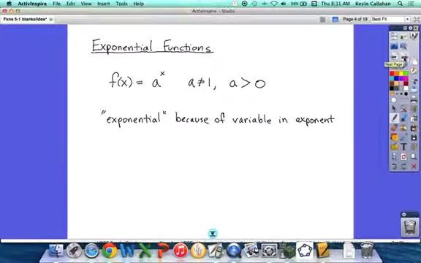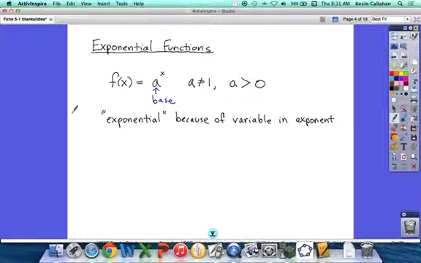So exponential functions. Exponential functions, again, that's the one we're really dealing with today. The standard form in this book is f of x equals a to the x, okay, where a is called the base. Right? And the base is positive. That's what it means to say a is greater than 0. But the base does not equal 1.